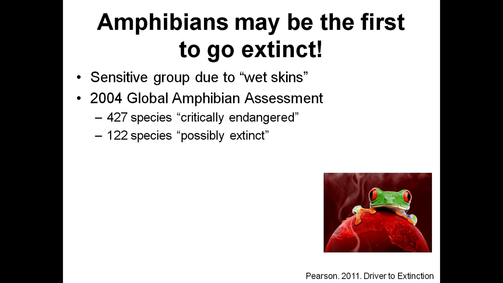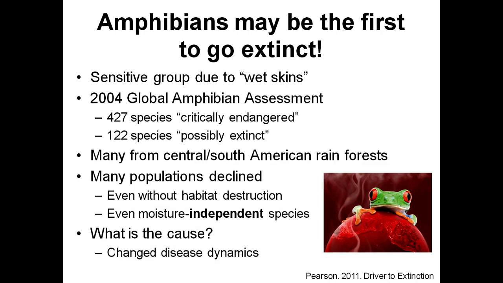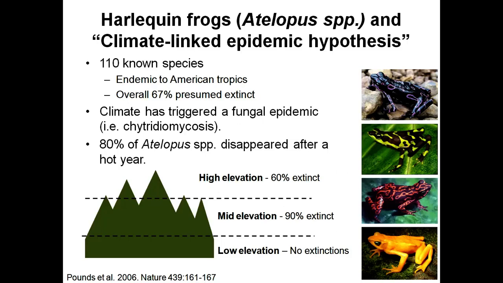And recently they have assessed the status of thousands of amphibians and found that 122 amphibian species are possibly extinct. And one of the leading causes is some emerging diseases, such as chytrid fungus. They have done some extensive studies with harlequin frogs, and we have about 110 known species, and they are endemic to the American tropics, and we may actually see some of these guys in Ecuador.